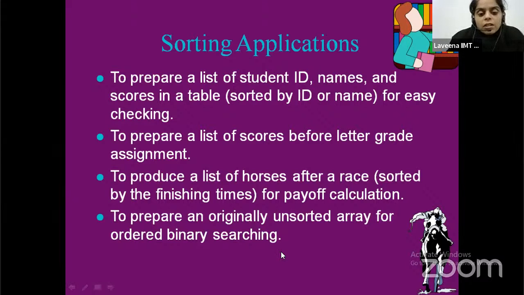It also helps to prepare an originally unsorted array for ordered boundary searching. With the help of sorting, our searching becomes very easy, to find either a student ID, roll number, or name, because the data has already been arranged in sequence order, either numerically or alphabetically.